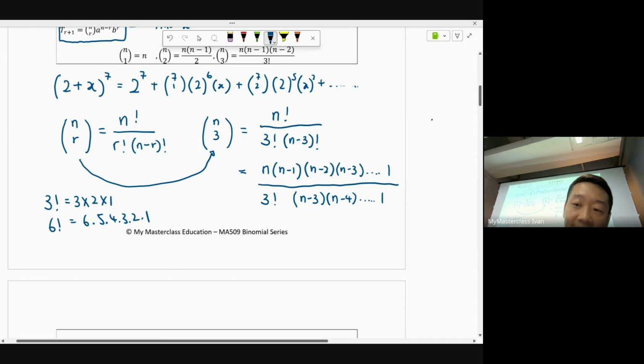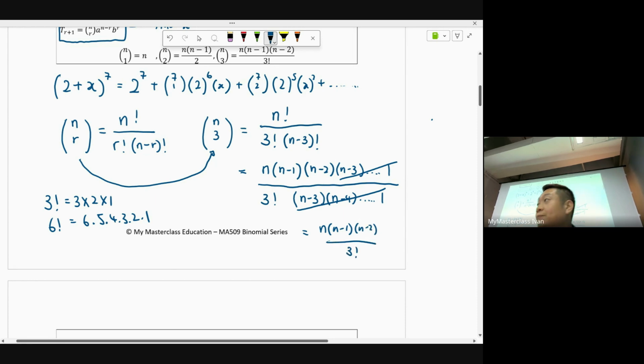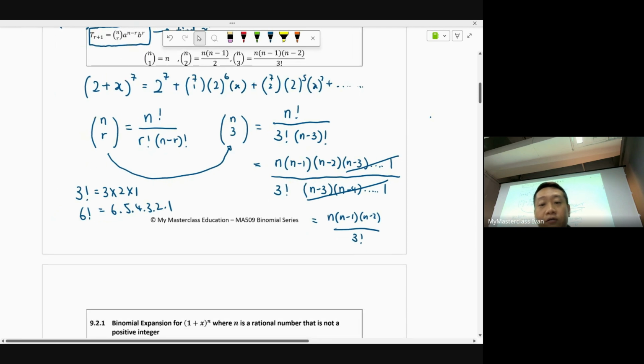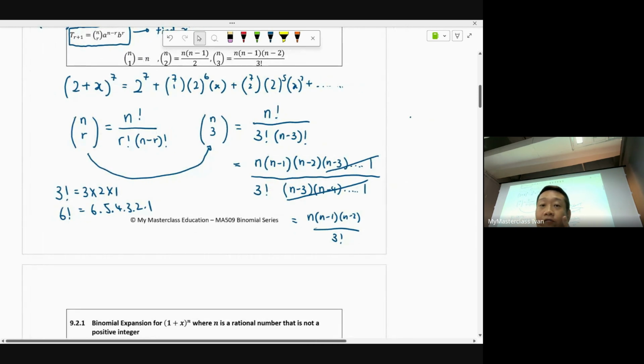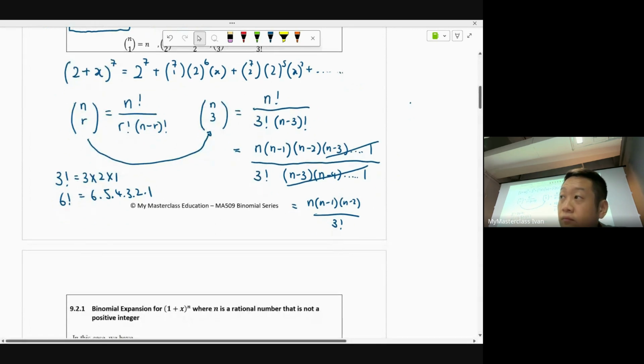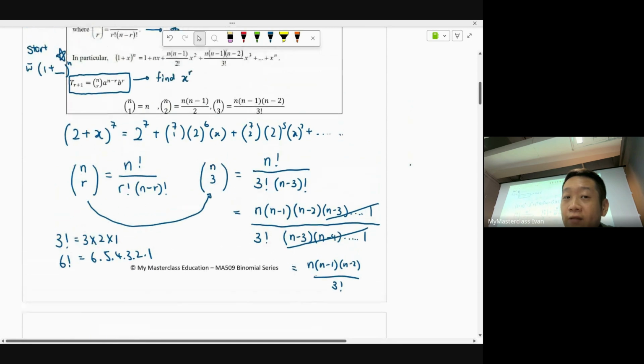You realize that this part and this part cancel. Must understand how to cancel this. Can you see? So what is the final answer? n(n - 1)(n - 2) over 3 factorial. 3 factorial is 6. Okay, so this is how the n choose r formula comes about. Okay, so all these are basic recap.